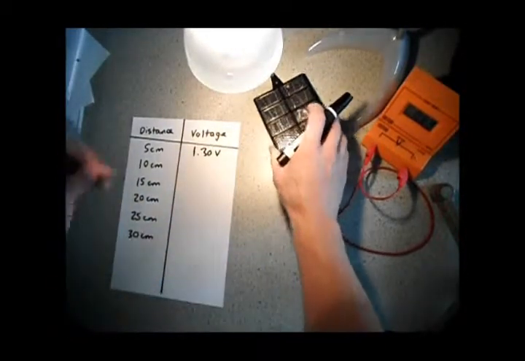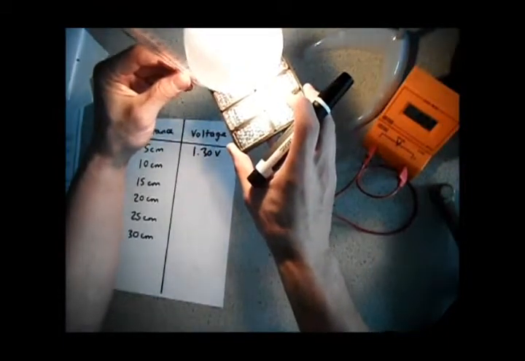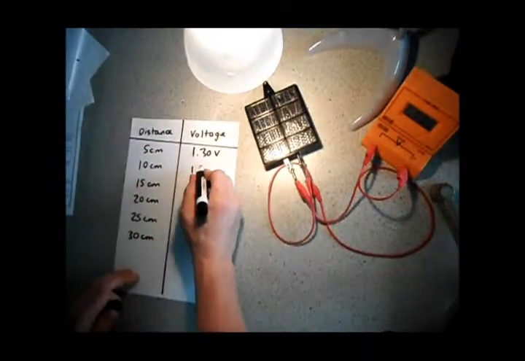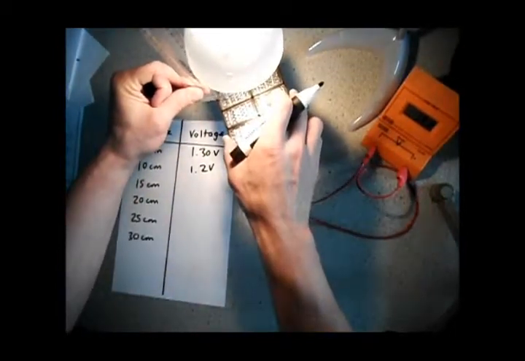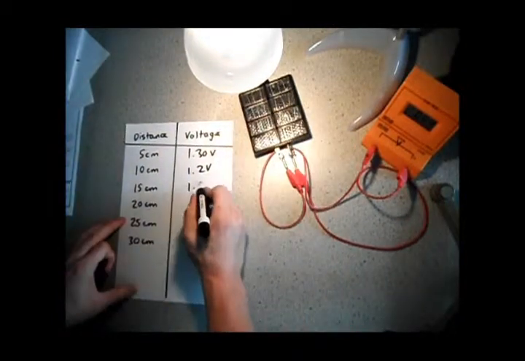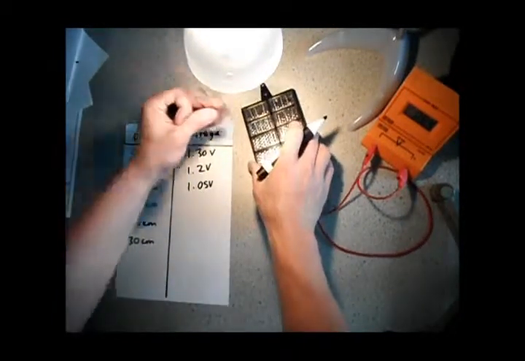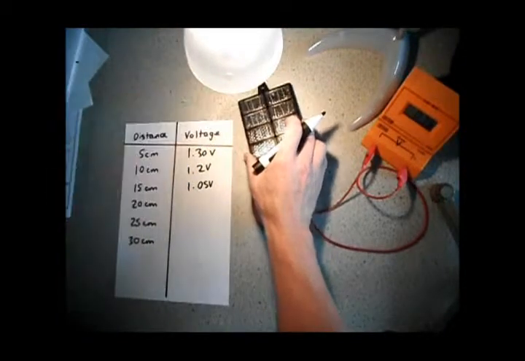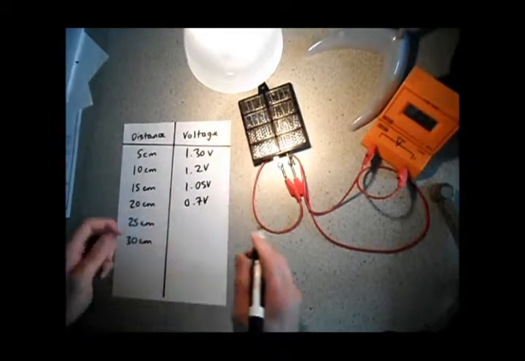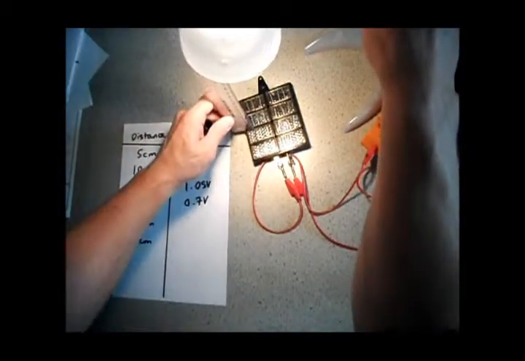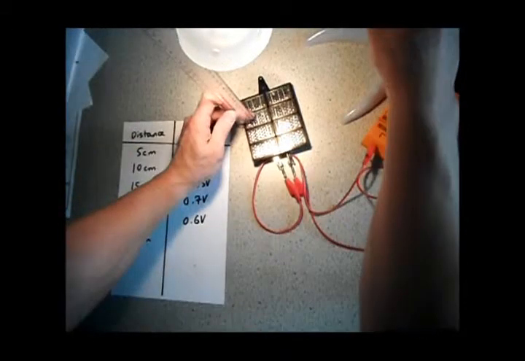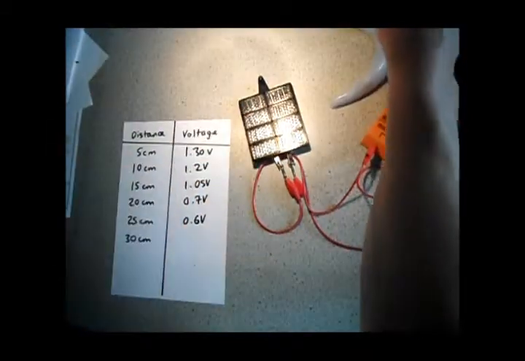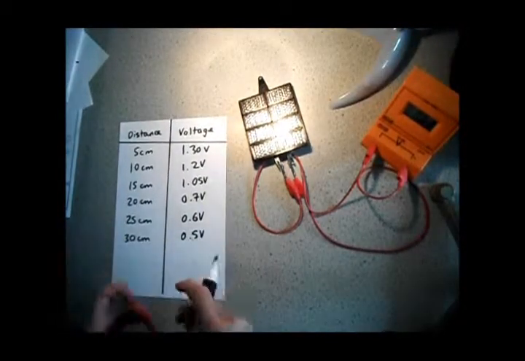If we change that to 10 centimeters, we get a reading of 1.2 volts. 15 centimeters, 1.05 volts, 20 centimeters, 0.7 volts, 25 centimeters, we might need to lift the lamp for this one, 0.6 volts, and 30 centimeters, 0.5 volts. And again, the pupils will be expected to plot a graph of this, voltage versus distance.